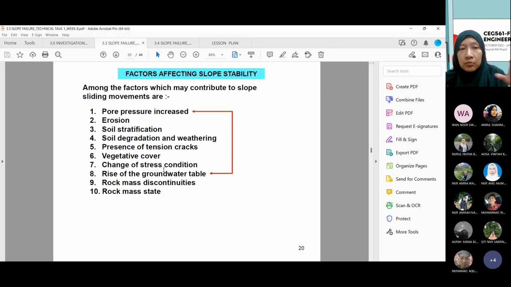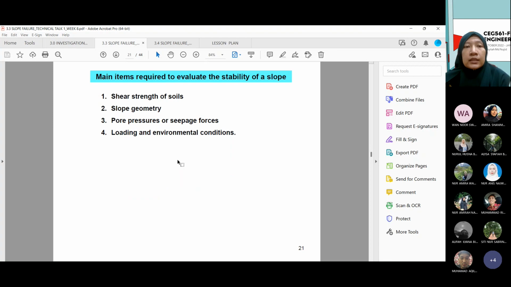Also, these are factors that can be considered that might affect your factor of safety calculation. When we talk about this one, it is involved with the soil strength or the rock strength. The main items required to evaluate the stability of the slope: we need to know the information on the shear strength of the soil. What are the shear strength of the soil, class? When I say shear strength of soil, what exactly are the parameters?